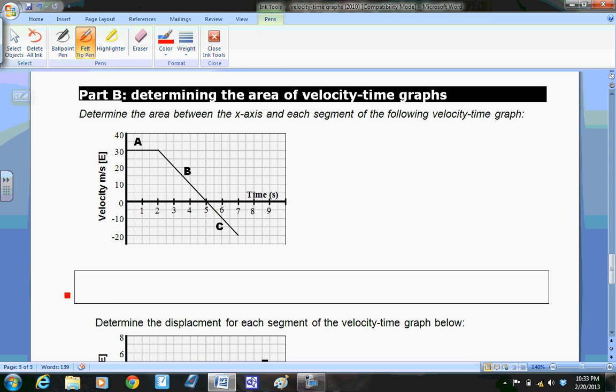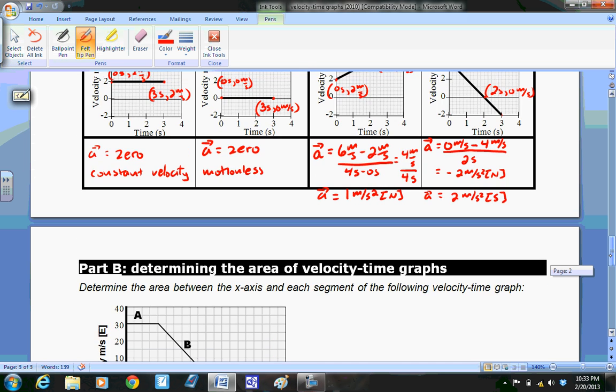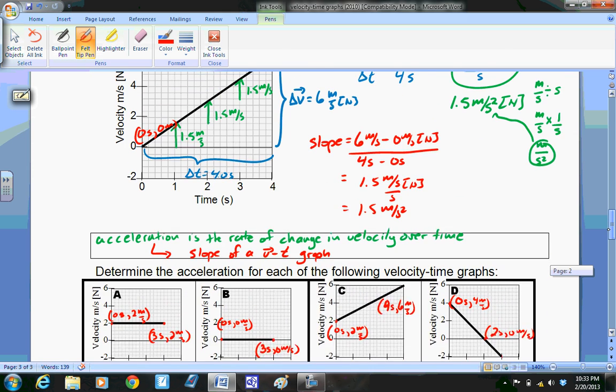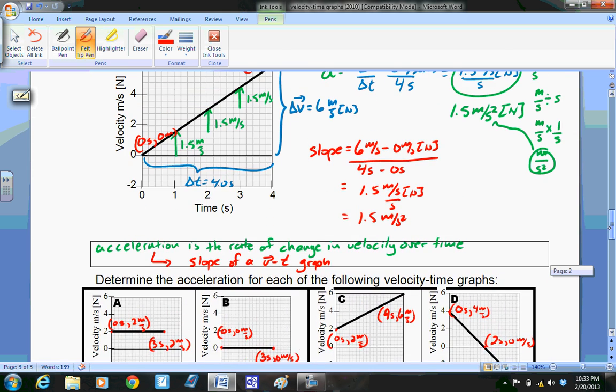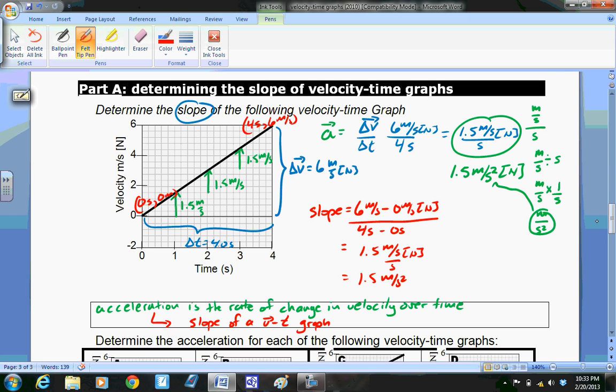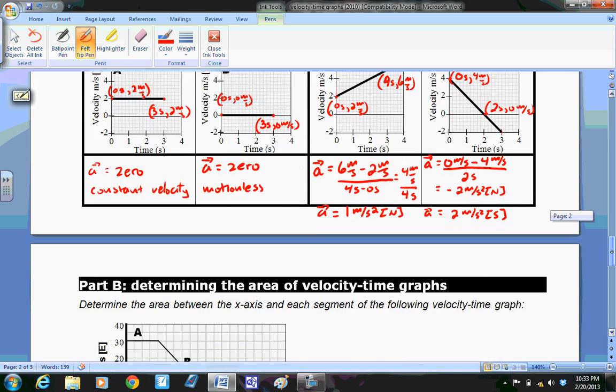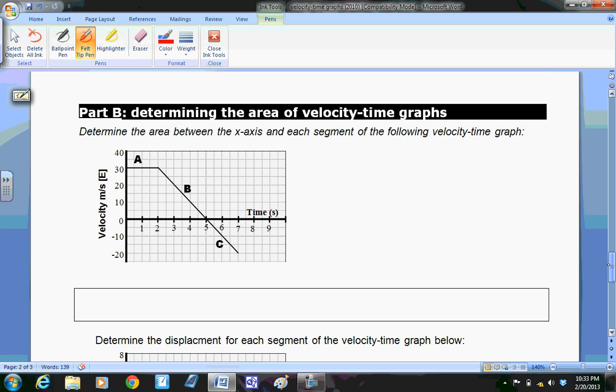Hi everyone. What we're going to be looking at in this segment is the area of velocity time graphs. It's a little different from what we did before. If you remember earlier, we did slopes and we looked at the slope of position time graphs. We also looked at the slope of velocity time graphs. We saw that the slope of a velocity time graph represents the acceleration of the object. So finding the area of a velocity time graph is a little bit different. So let's look at what happens here.